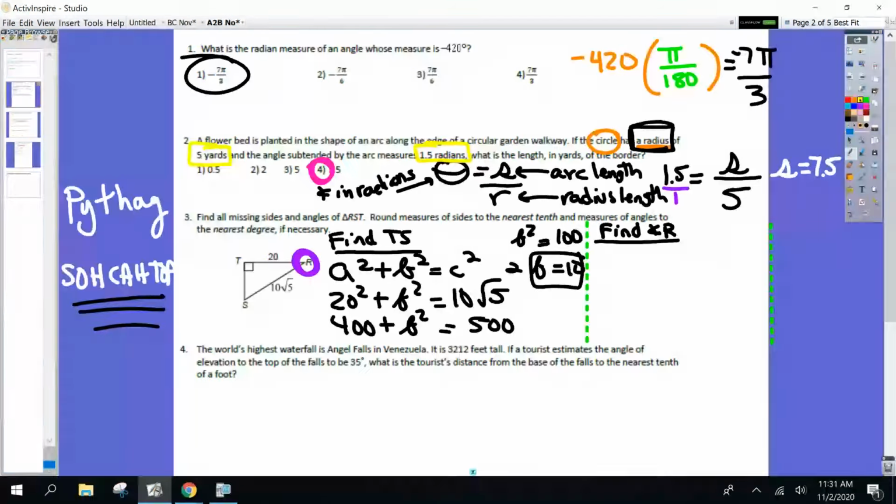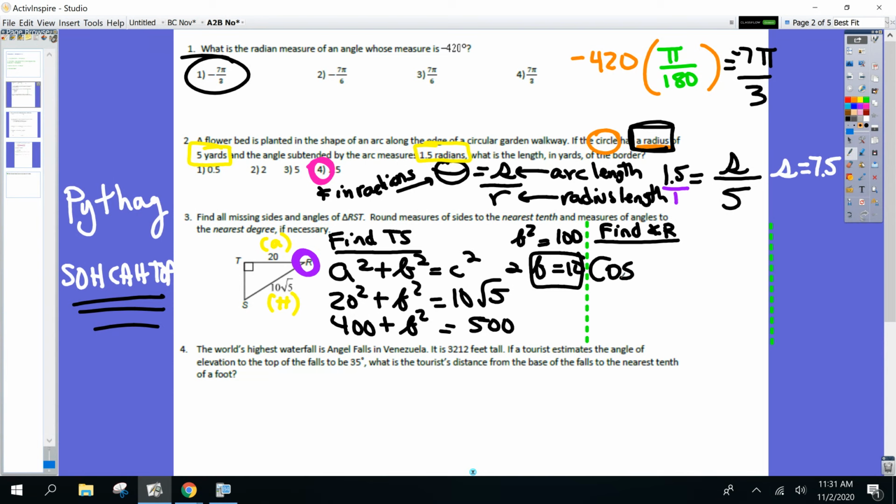SOH CAH TOA. Yep. So what's the 20 and what's the 10 radical 5? So the 20 is the adjacent. Good work. And what about 10 radical 5? It's the hypotenuse. Good. So Eliana just gave me adjacent and hypotenuse. And according to SOH CAH TOA, if you have those two sides, you use cosine, COS.